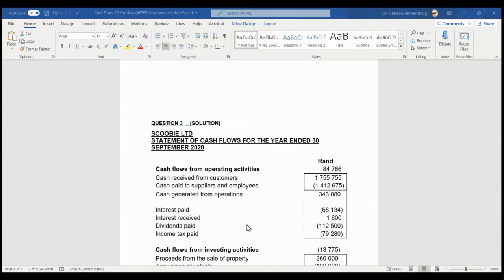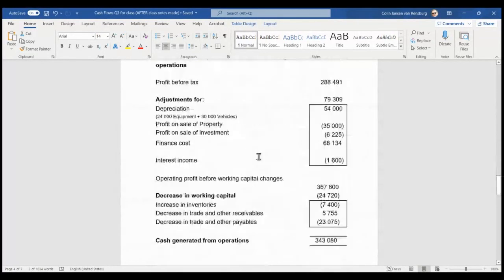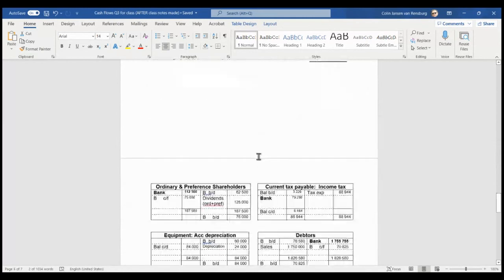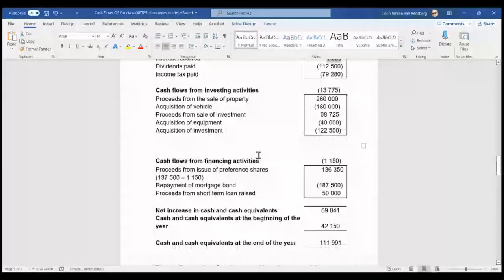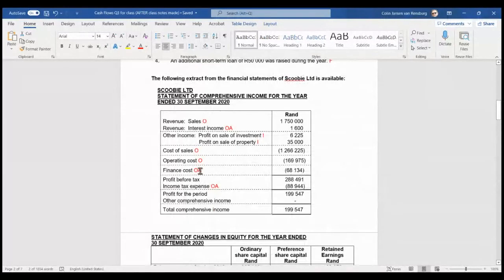So now, first of all, this is our technique. Remember, we are forming a pattern again. So we go to our statement of comprehensive income. We see whether there is any interest expense, or the correct way to disclose it. Now, I've gone the wrong way again. Sorry about that. It would be finance cost. There we go. Finance cost, 68,134 rands. So that is our finance cost. So it will, in all probability, result in a cash flow.